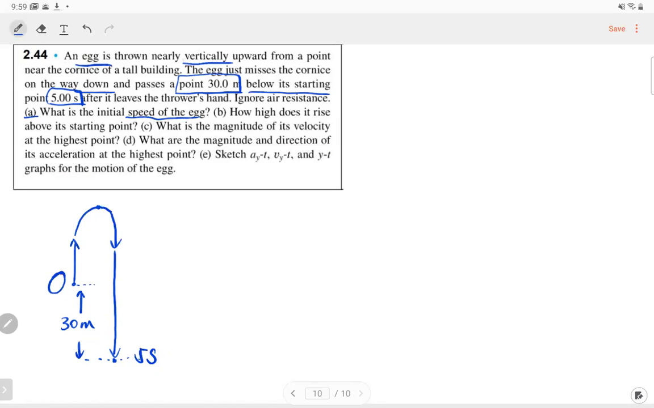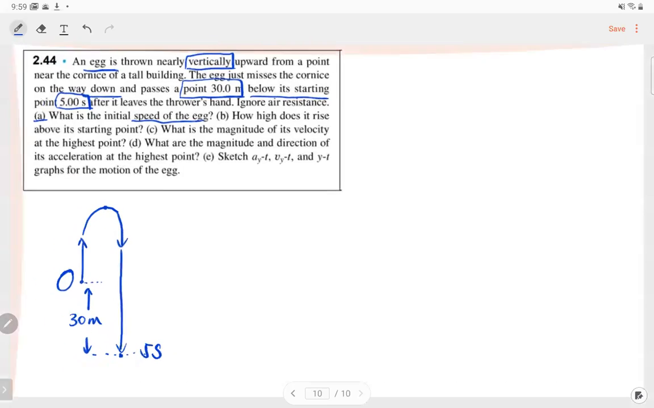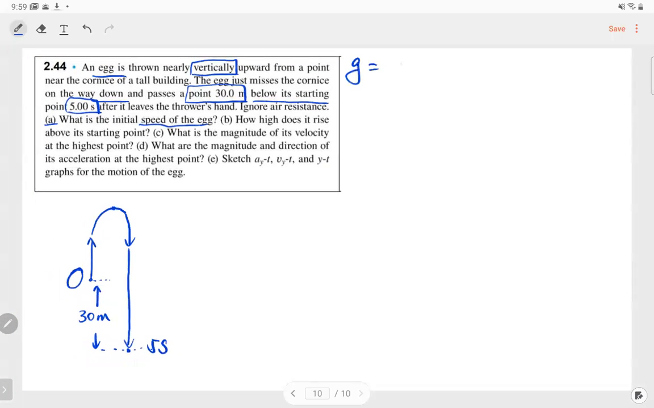So let's go back to the first sentence. It says thrown vertically. That means there is an acceleration caused by gravity, right? The gravity gives us an acceleration g, negative 9.8 meters per second squared. So this is a constant acceleration. And the reason I use a negative sign in front of this number is because I define upward as positive and the gravity goes down. So we have a negative sign in front of 9.8.